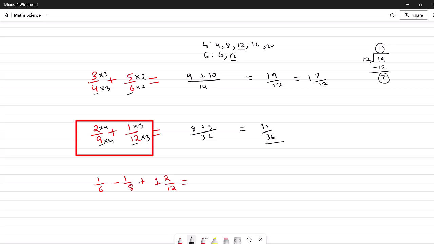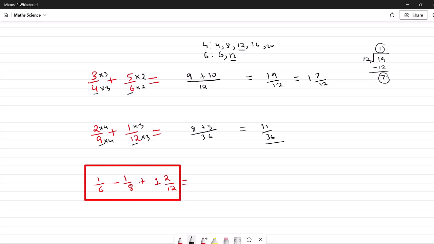Okay, now let's solve this final question where we have three fractions here. You see we have a mixed number as well here. So let's just first solve our mixed number. So this just becomes 1 out of 6 minus 1 out of 8 plus, whenever we solve a mixed number, we multiply the denominator with this number and then we add the result with this numerator. So 12 times 1 is 12 plus 2 is 14. So this just becomes 14 out of 12.